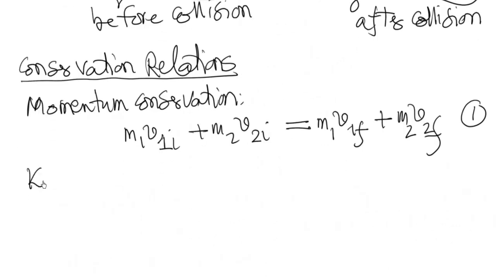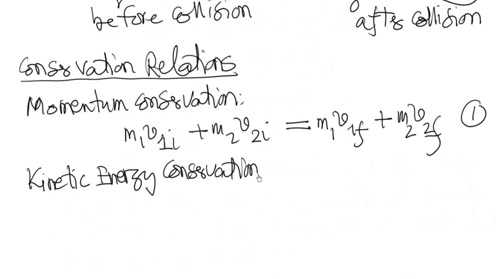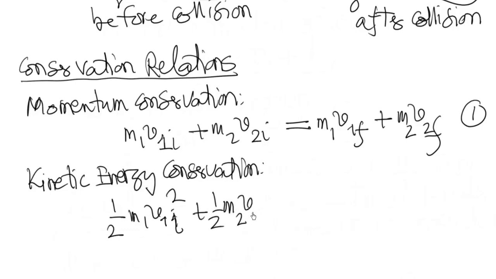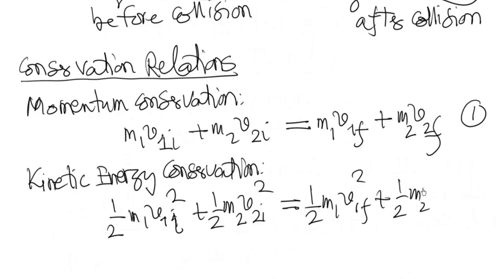Okay, we have kinetic energy. As we said, during elastic collision, the kinetic energy will be conserved. So kinetic energy conservation: half m1 v1I square plus half m2 v2I square equals, after collision, half m1 v1F square plus half m2 v2F square. So let us suppose this is equation 2.